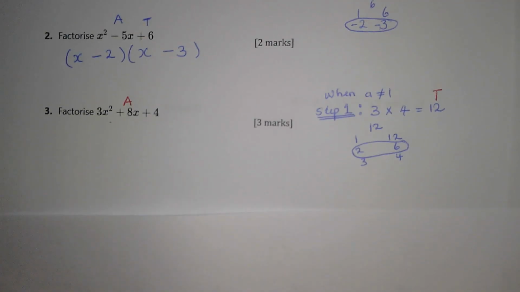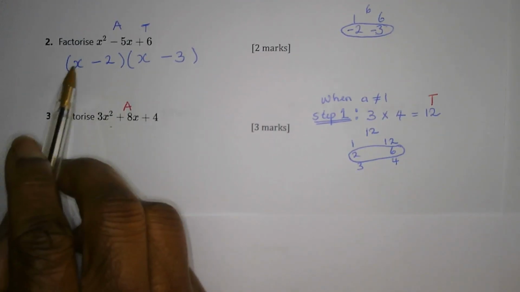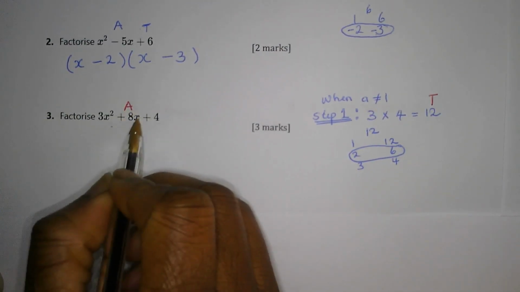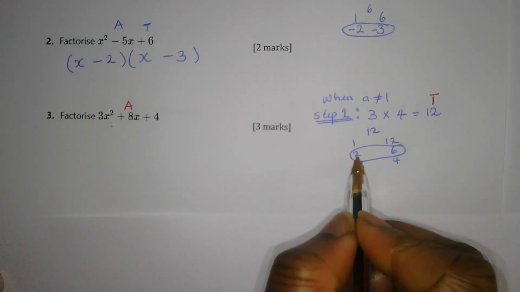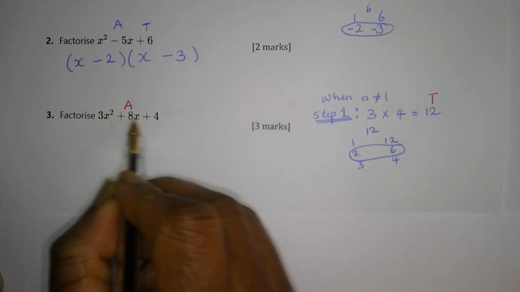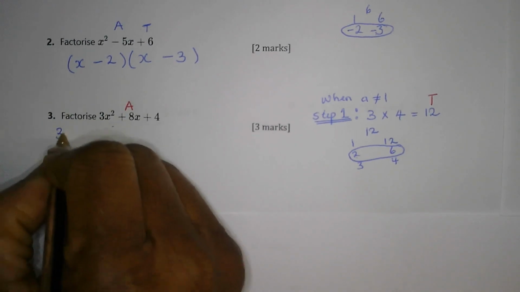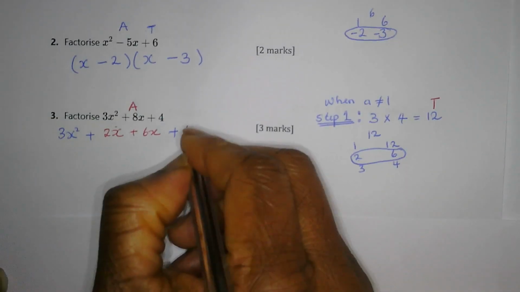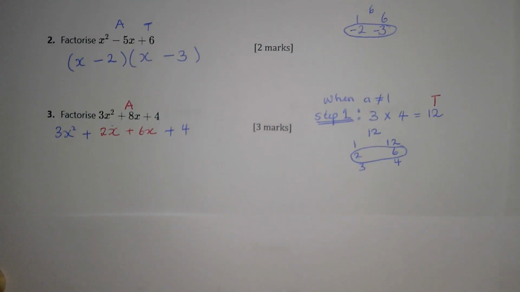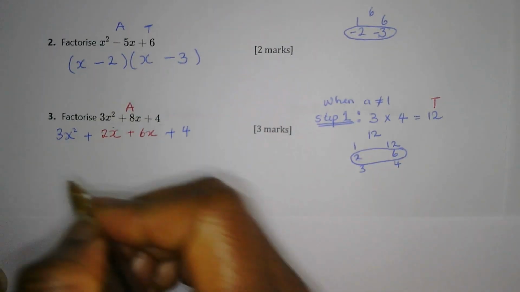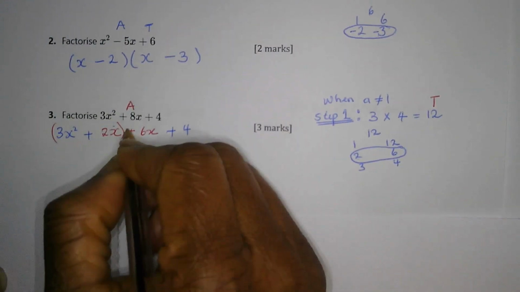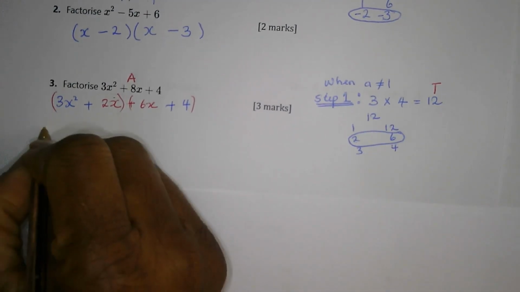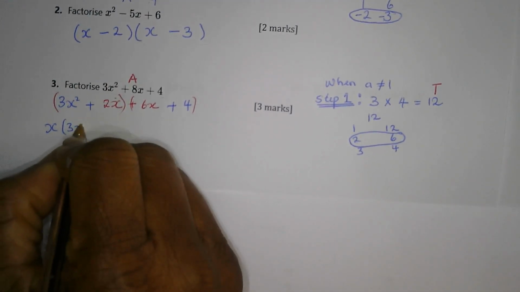The next thing we've got to do is not open two sets of brackets like we did in the previous one, not just yet. You're going to rewrite this expression where the middle term is now written as 2x plus 6x, because that gives 8x. You have 3x squared plus 2x plus 6x plus 4. Now we're going to introduce brackets around this expression. You're going to put a bracket there, and you're going to put a bracket here. You need to factorize each bracket. Here, x comes out, and you have 3x plus 2.